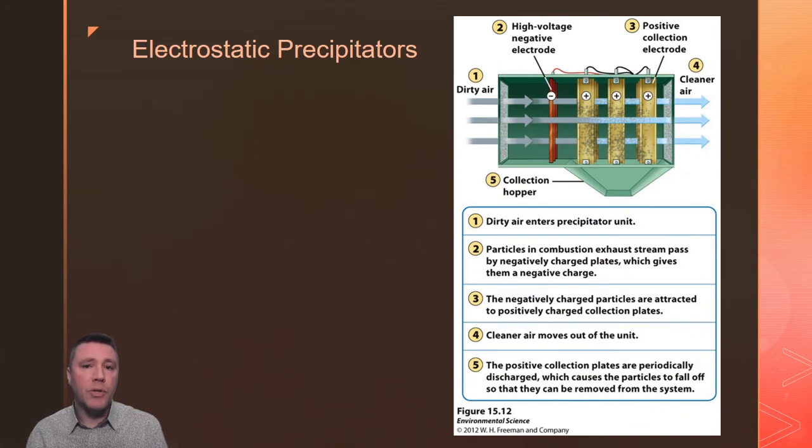Electrostatic precipitators use an electric charge to make particles clump together so they can be removed. Dirty air enters the precipitator and passes by a negatively charged electrode, which gives the particulates a negative charge. They continue on where they are exposed to positively charged electrodes, which attract the negative particulates to them. From time to time, the positively charged plates are deactivated, allowing the particulates to be removed, collected, and disposed of.